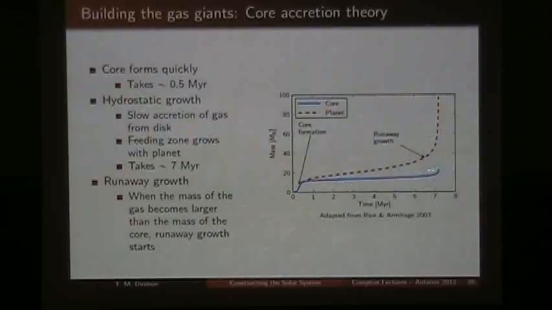When the mass of the gas around the planet exceeds the mass of the core, we actually get to a point we call runaway growth, and the planet quickly grows into much greater mass, whereas generally just accumulating a lot more gas onto its surface.